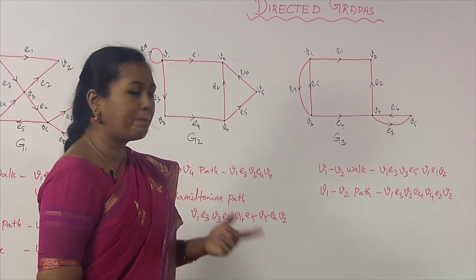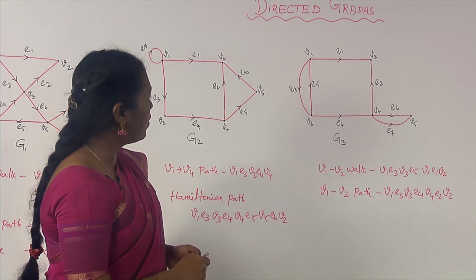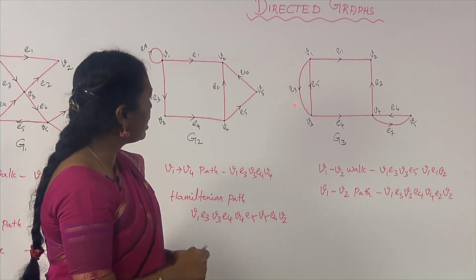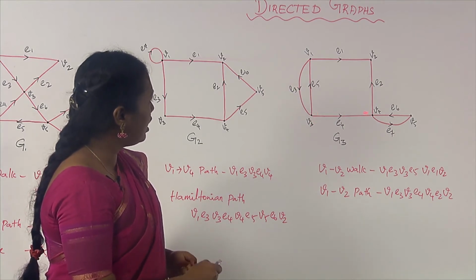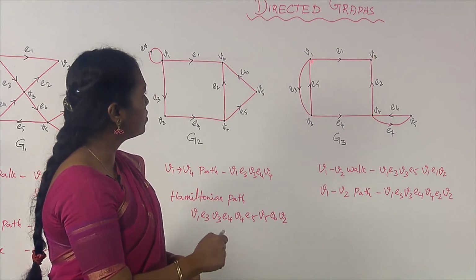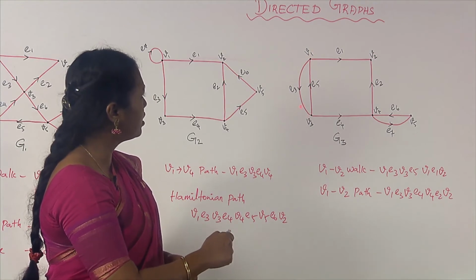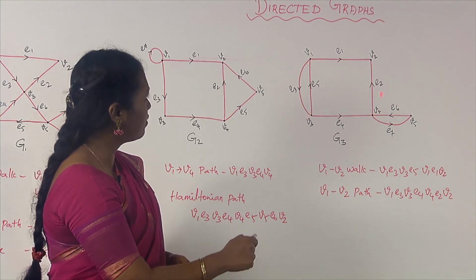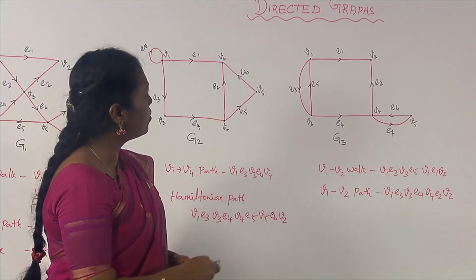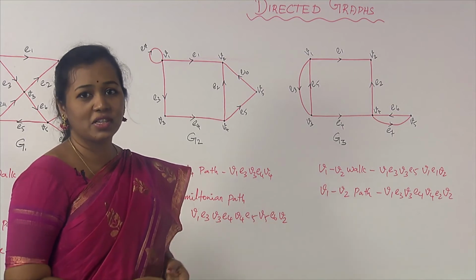Now, let us see a path. So, the V1 to V2 path will be V1 E3 V3, E4 V4 and then E2 to V2. So, this is a nice path from here to here and from there to there and here. So, this is a V1 to V2 path. Although it is not the shortest path, it is still a path.